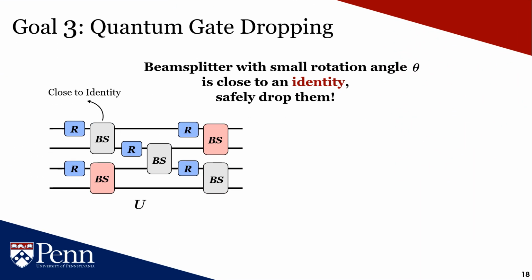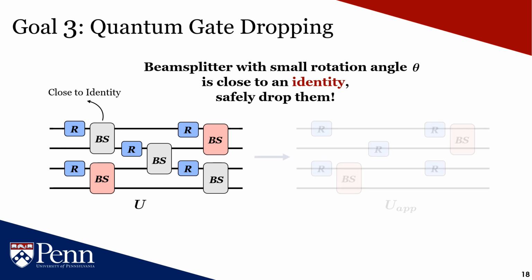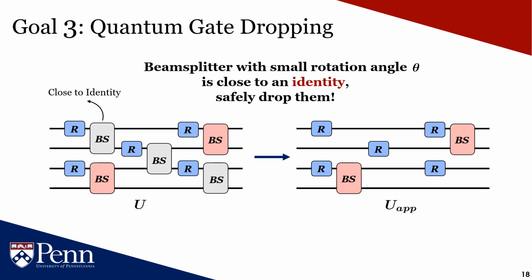Finally, we are going to introduce our quantum gate dropping method. As we mentioned before, a beam splitter with a small rotation angle is close to identity, and we are going to safely drop them to mitigate the physical error. You may notice that dropping those small beam splitters will slightly change the algorithmic formulation of the problem. To control the algorithmic error, we are going to reconstruct our approximated unitary and measure the trace distance with the original unitary.